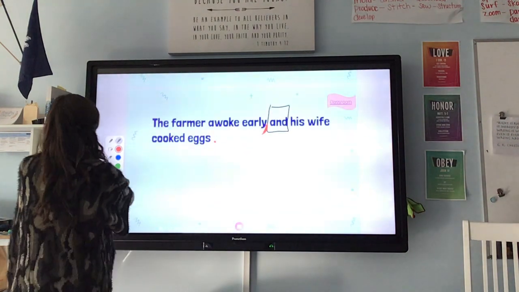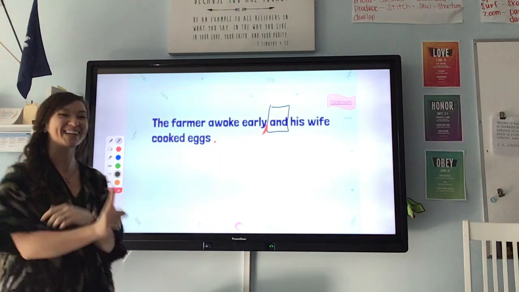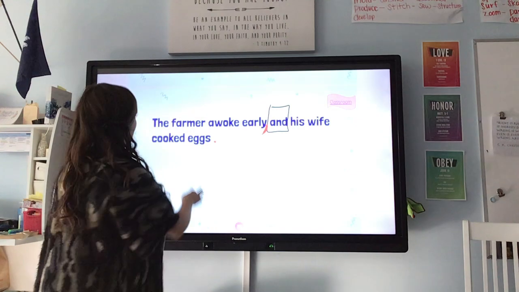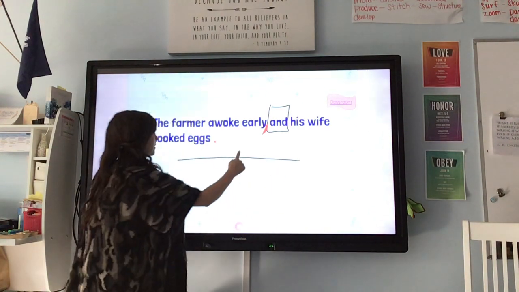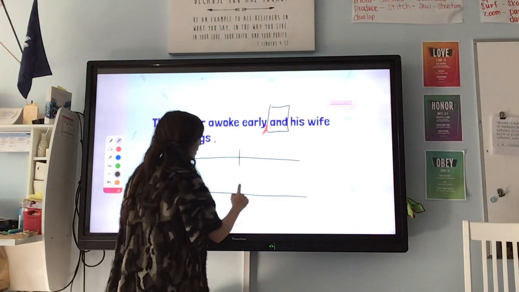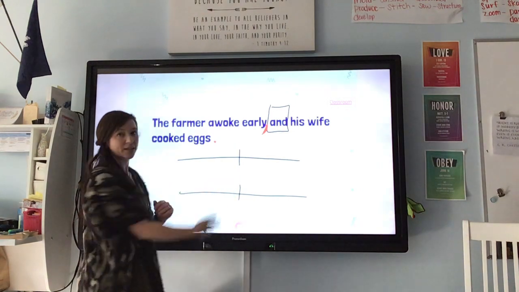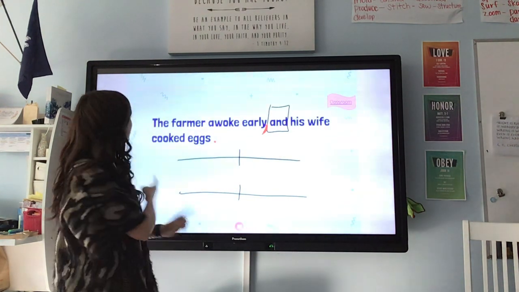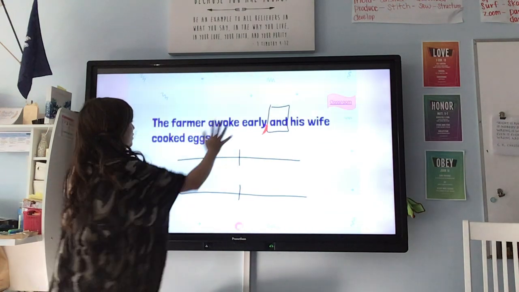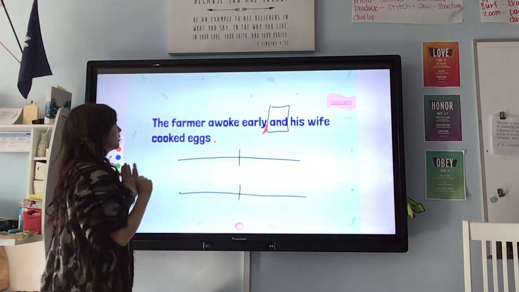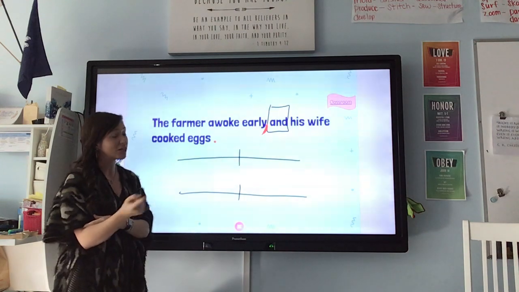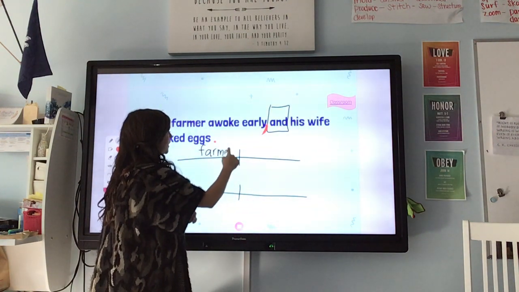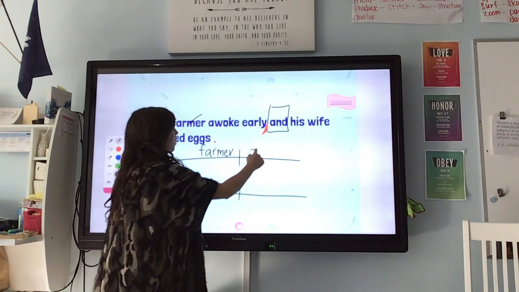Well, now let's diagram. And I think compound sentence diagramming is the easiest of the whole lesson. Here's how you do it. You diagram one sentence on top, one sentence on bottom. I like to line up the subjects and predicates because God is the God of order. All right, so we're just going to do this sentence first. The farmer awoke. We're starting with your subject, as always, farmer. What's your simple predicate? What did that farmer do? Awoke.